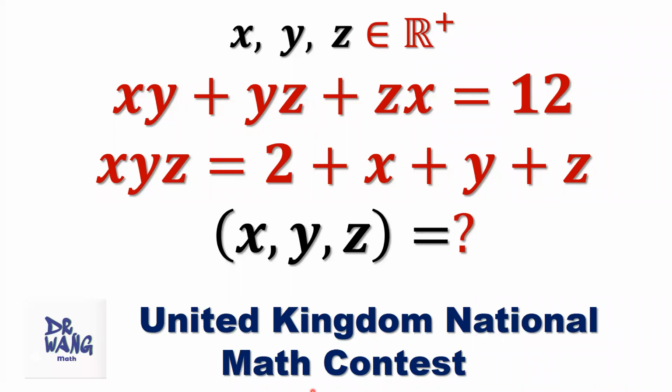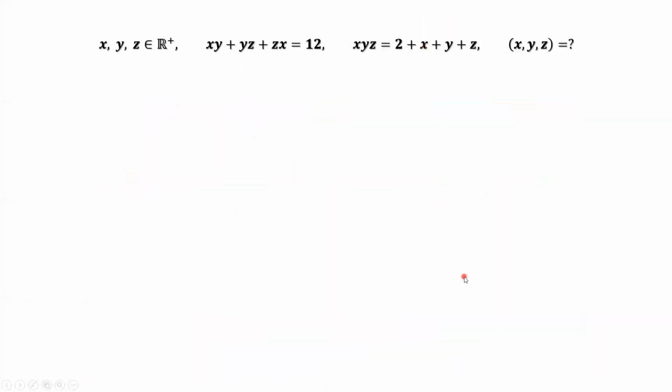Here is the question. If x, y, and z are positive real numbers, xy plus yz plus zx equals 12. xyz equals 2 plus x plus y plus z. What are the values of x, y, and z? How to solve this system of equations for the values of x, y, and z?